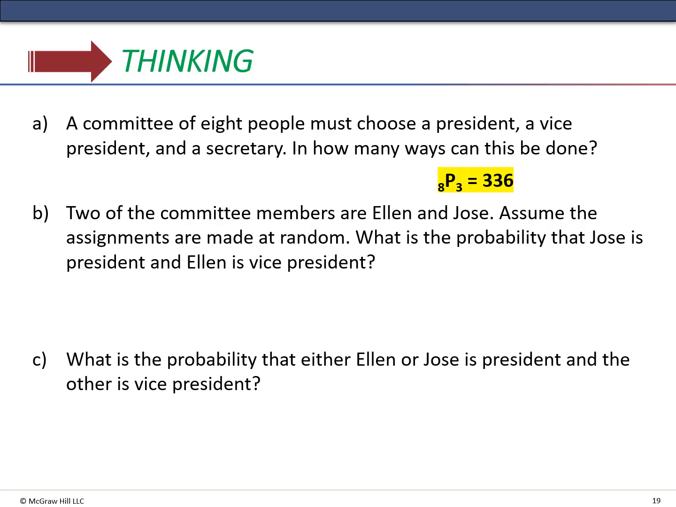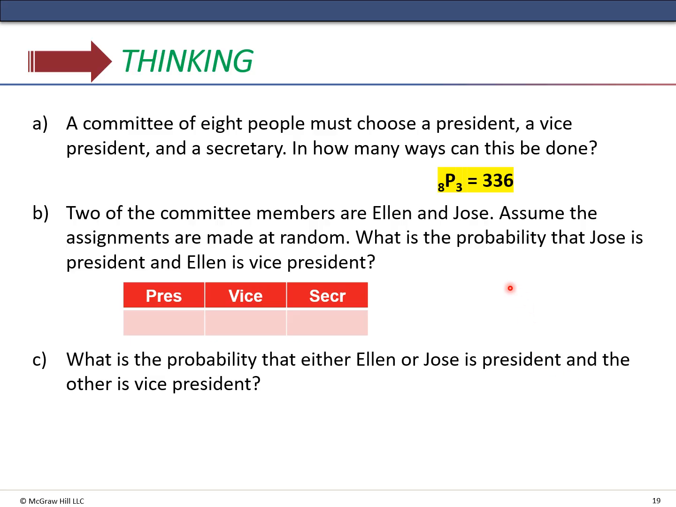we want Ellen and Jose, that Jose is president and Ellen is vice president. So in this case, our event space, how many ways can we pick Jose to be president? Well, there's only one way because there's only one Jose in the group, and there's only one president. Okay. The same with vice president. We want Ellen to be the vice president, and there's only one way to pick this. So we have 1 times 1, and then how many ways are there to pick the secretary?